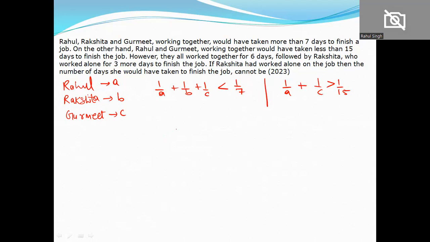However, they all worked together for 6 days, followed by Rakshita will work alone for 3 more days to finish the job. If Rakshita had worked alone on the job, then the number of days she would have taken to finish the job. And there was 4 different options, and the question was कि कौन सा number possible नहीं है. Okay, let's see यहाँ पे कैसे इसको solve कर सकते हैं.